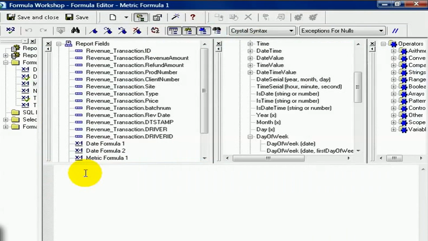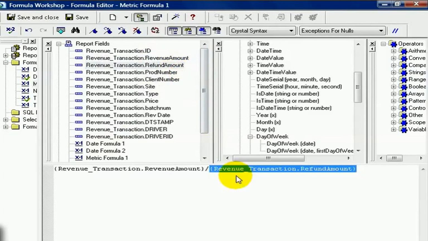Now the thing about metrics is they're designed to measure. Hence, it's essentially a number. Whether it's a long integer, short integer, or decimal, we can still add, subtract, divide, find a percentage, and so on. In this case, we have revenue amount and refund amount. If I click the division symbol, this slash, and divide that by refund amount, I get a percentage. Although, I would say that it makes sense to reverse these.